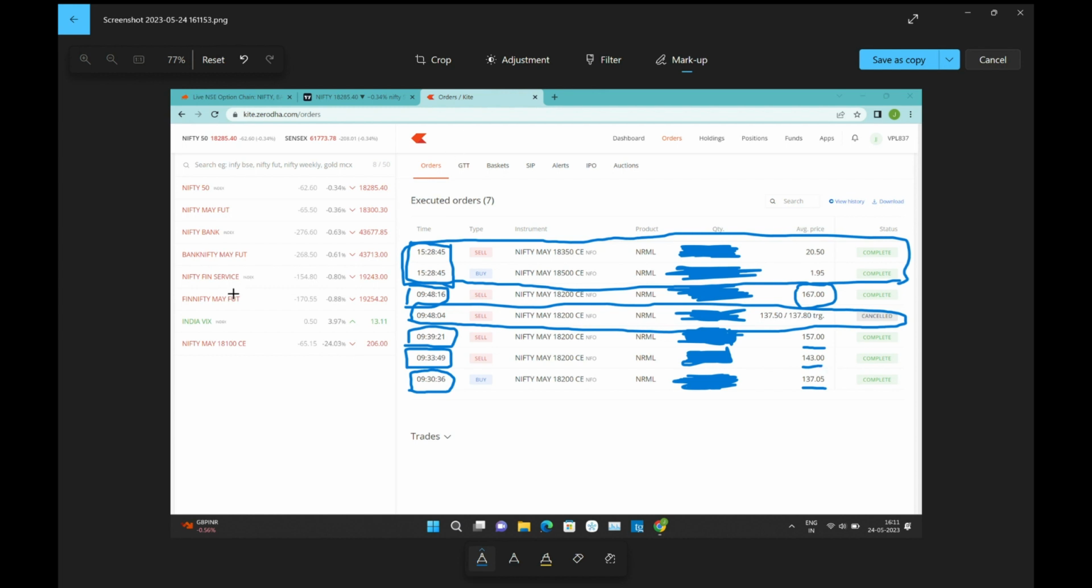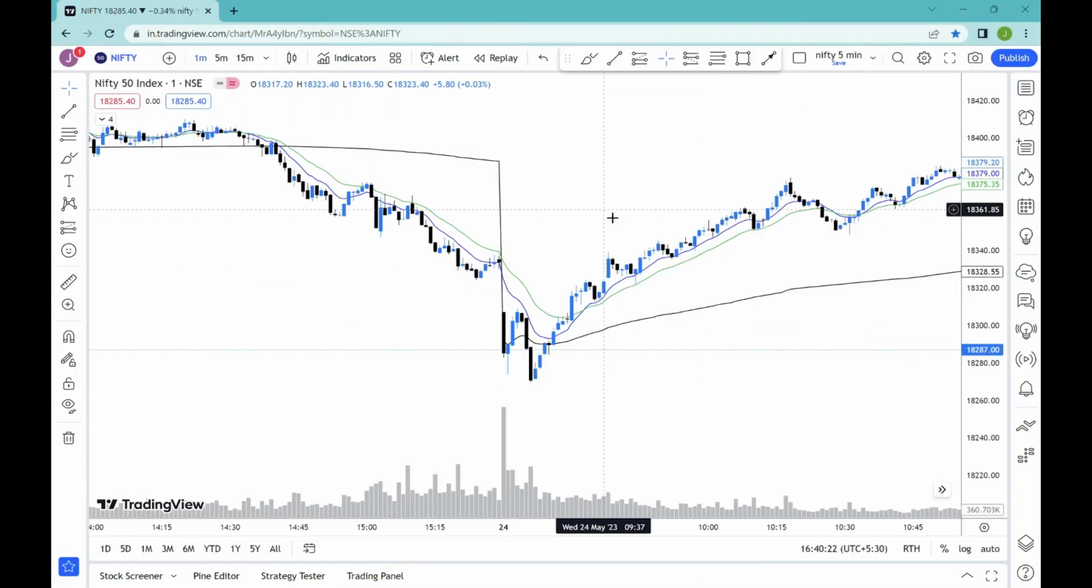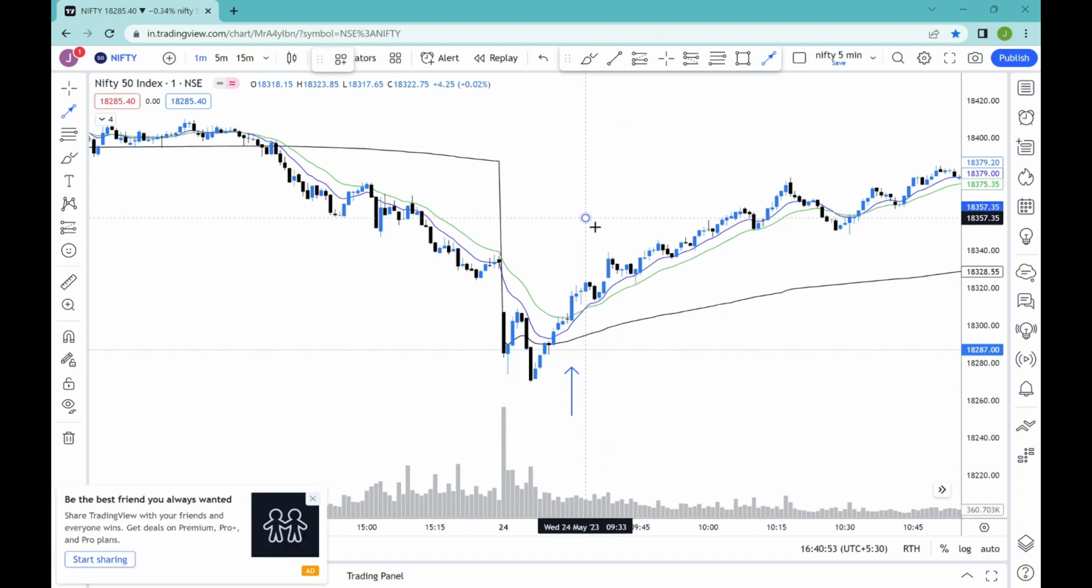Now we will mark these entry and exit timings on the spot chart and understand the trade idea. Okay, friends, here you can see the date is 24th of May, and we'll mark the 9:30 candle as my entry. This is the 9:30 candle, and the exit candles were 9:33. This is the 9:33 candle. Another 20% of positions were exited at 9:39, so we'll mark the 9:39 candle.